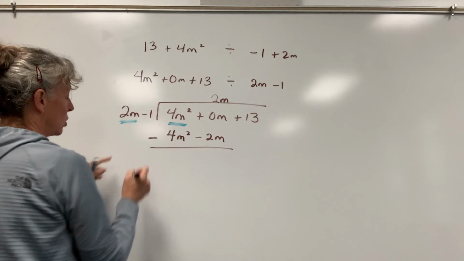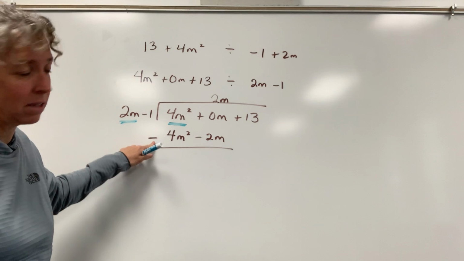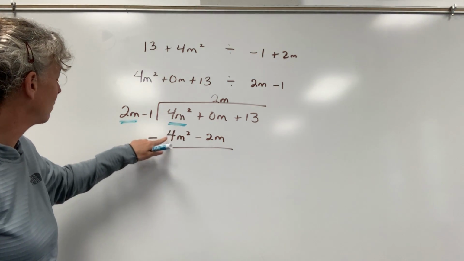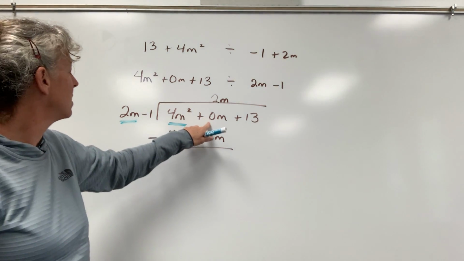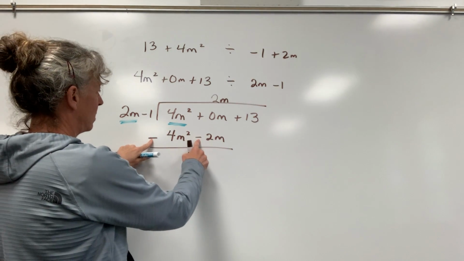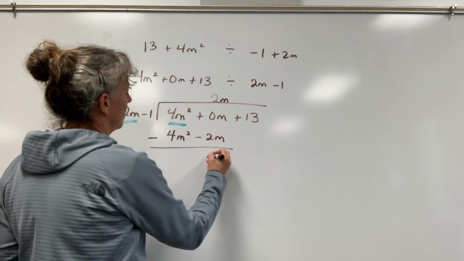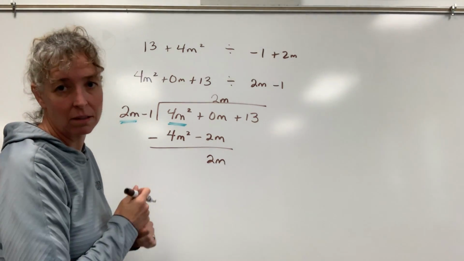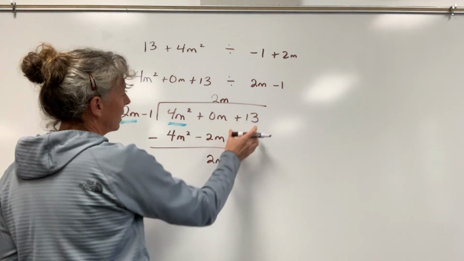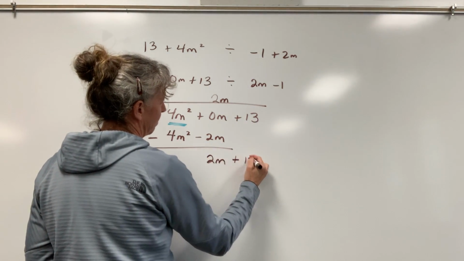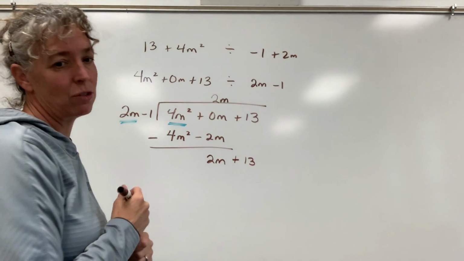Okay, remember, super important, we're subtracting this, okay? So 4m squared minus 4m squared is 0. Yay, we did that right. What's 0 plus 2m? It's just a positive 2m, correct? Remember, because it's a minus and a negative. All right, and then we're going to go ahead and drop our 13. Okay, so I have 2m plus 13.